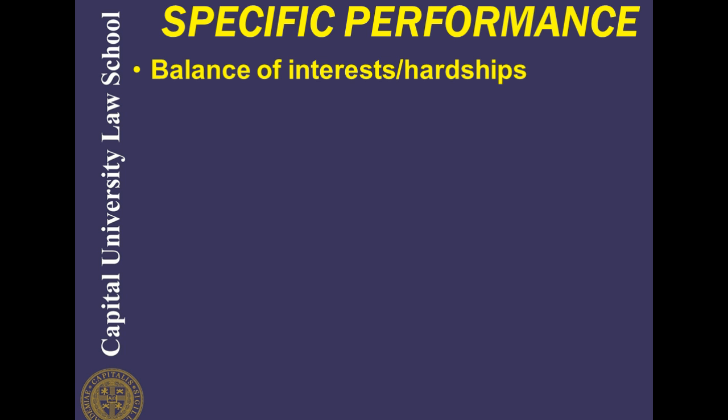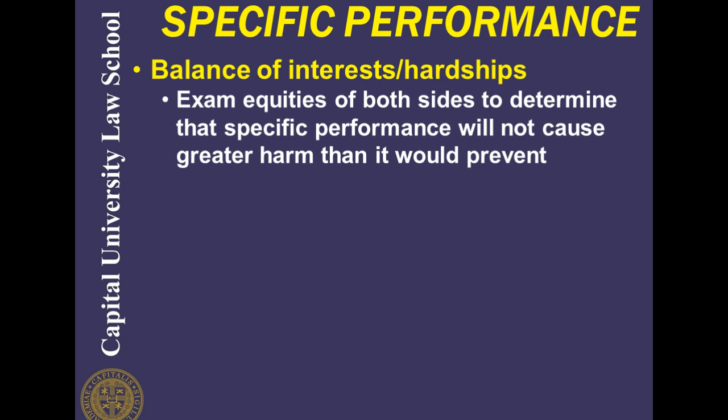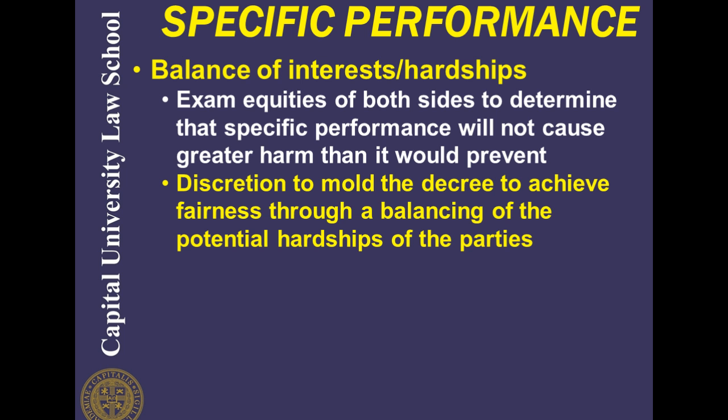Finally, because this is a court of equity, the court is going to balance the interest and hardships of the parties and of the public and of the court in entering and enforcing an order. So they will examine the equities of both sides to determine that specific performance will not cause greater harm than it would prevent. And they have the discretion, likewise, to mold a decree to achieve fairness through a balancing of potential hardships of the parties. That is, they can grant specific performance, but not give the plaintiff all that the plaintiff is seeking. They have the ability to mold and enter a judgment as they see fit.